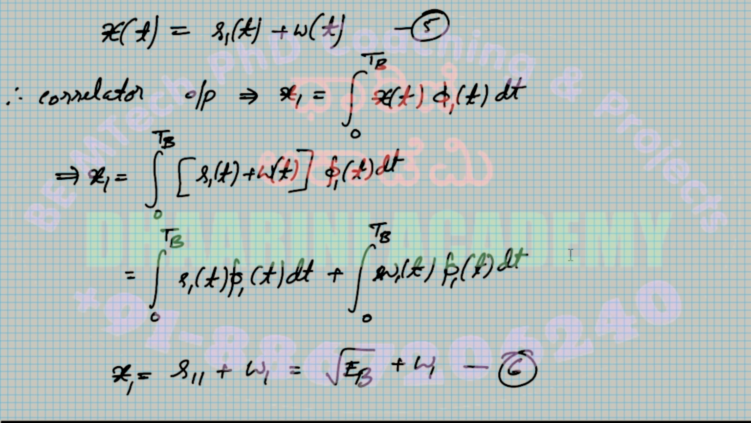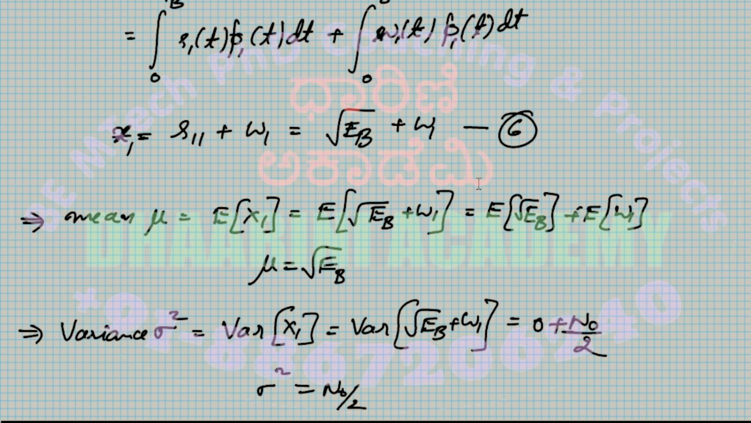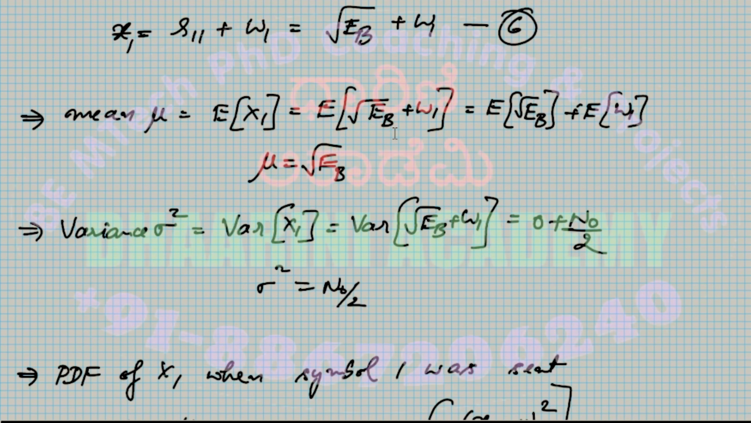I will try to get the output of the correlator, which is the integration 0 to Tb of x of t, phi 1 of t dt. So substitute x of t as s1 plus w, and split the integral. S1 into phi 1 is S11, W1 into phi 1 is W. So that is equation number 6. Now we should try to find the mean and variance like we did earlier. The mean comes to be root Eb and the variance comes to be N naught by 2.